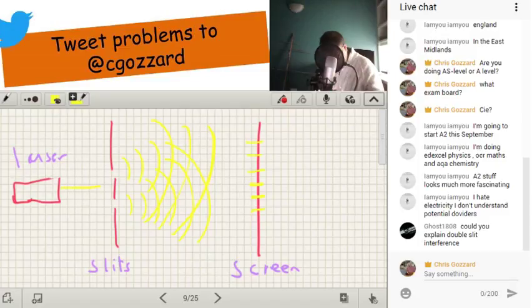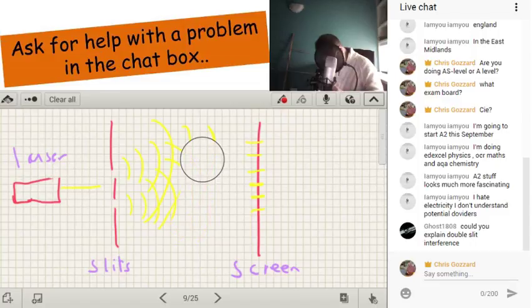So, I'm just going to get rid of the mess in the middle. See, now the tablet's been here.